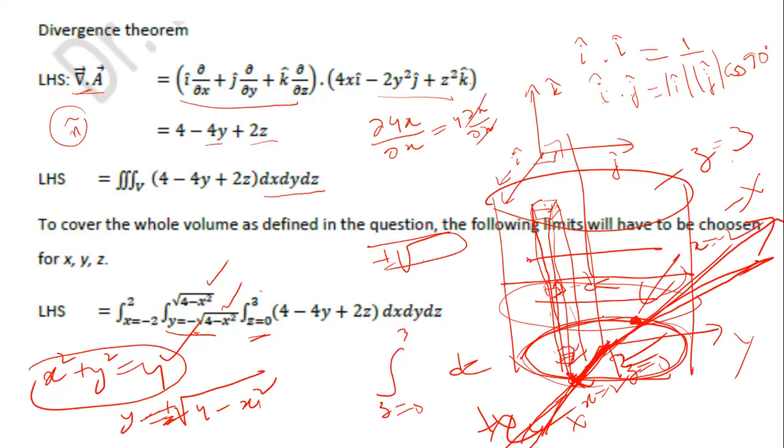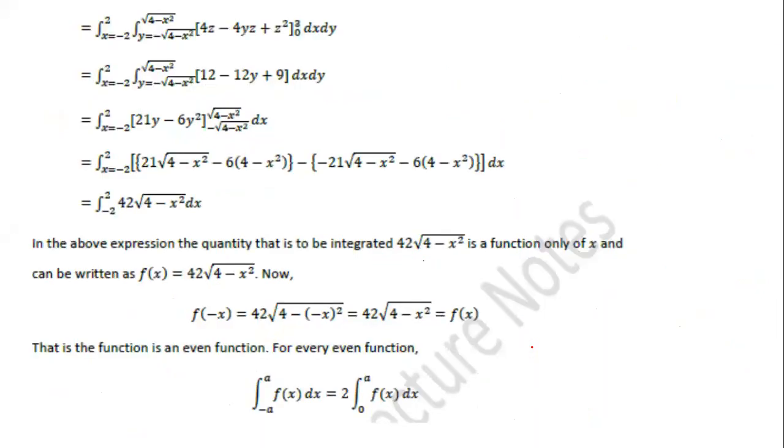So in order to perform the integration over this volume, the limit for x has to be chosen from minus 2 to plus 2 again, so that it will cover the whole volume, right? So I think I have spent too much time on that. So by choosing such limit, you just perform a simple mathematical integration.